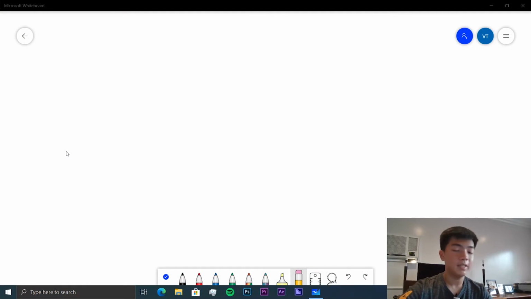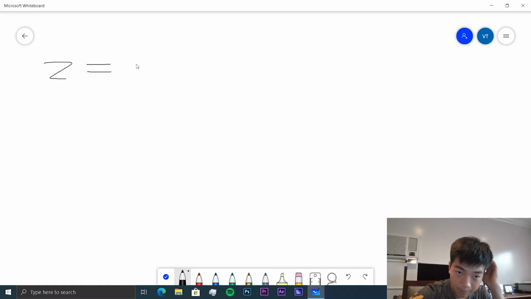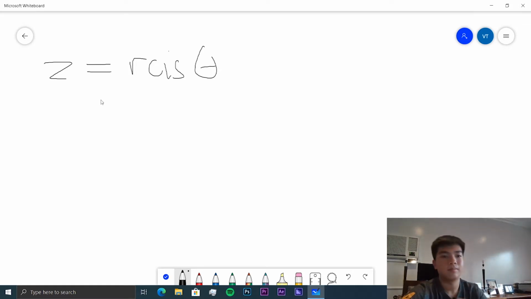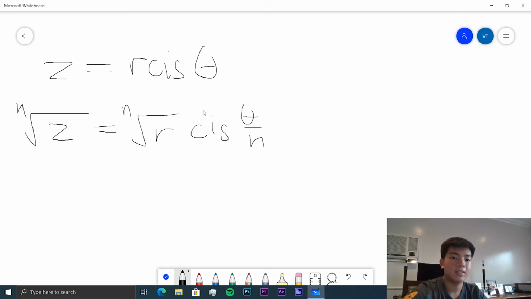So what do we need to know about the roots of a complex number? Just like the powers of a complex number, the roots of a complex number, at least in polar form: say we have a complex number z equals r cis theta. Well, the nth root of this will be equal to r to the 1/n cis theta over n. Except that there's a little catch here.